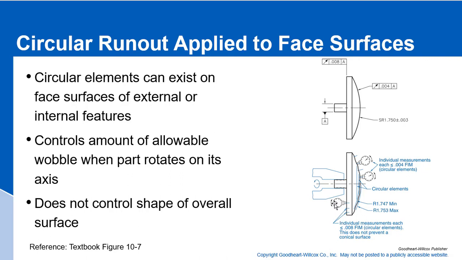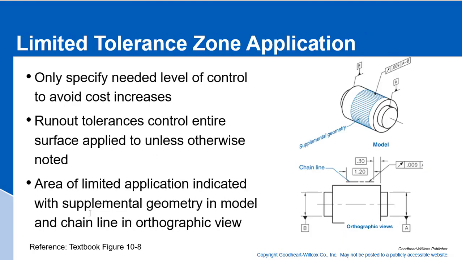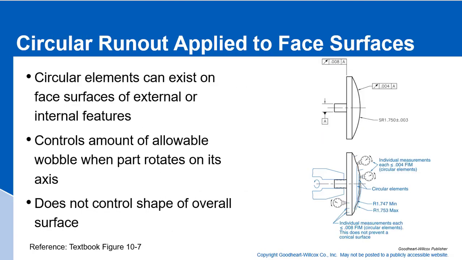Really what we would do is place the indicator on this circular element and revolve the part around, get an indicator reading at that circular element, move to the next circular element, spin the part around, and then see what the runout is. So it controls the amount of wobble, if you will, when the part rotates about its axis, and it does not control the shape of the overall surface. It just controls the runout. That was runout applied to a face.